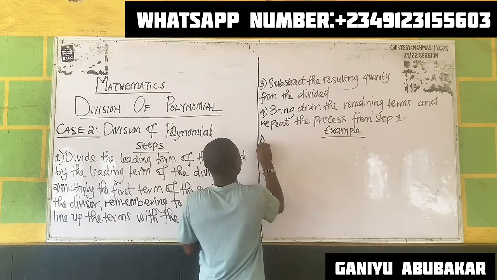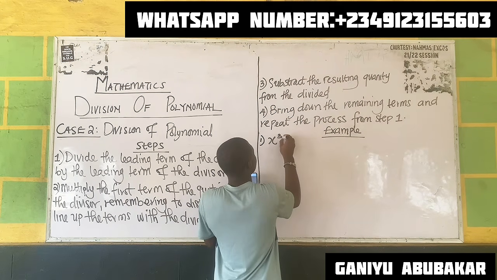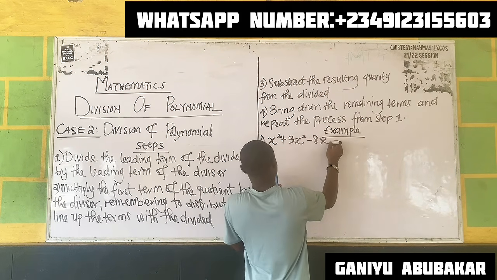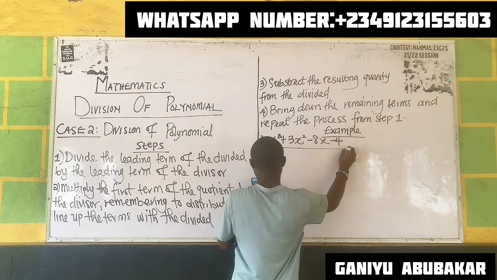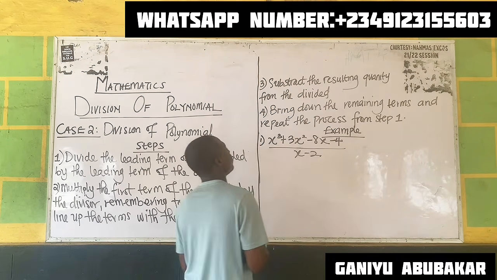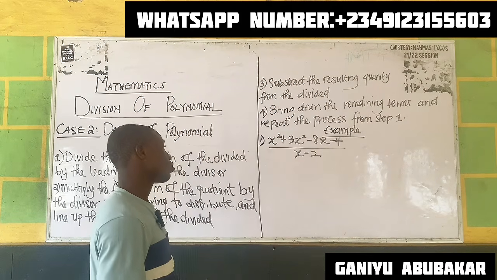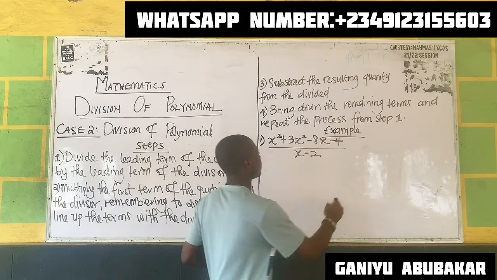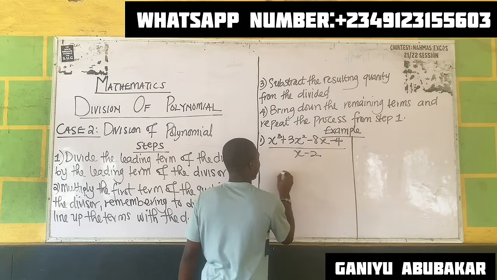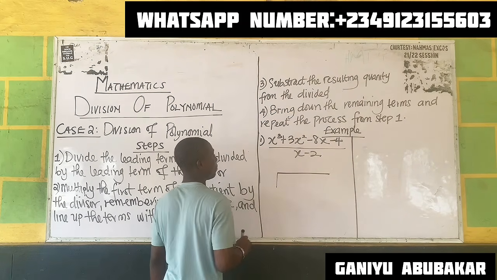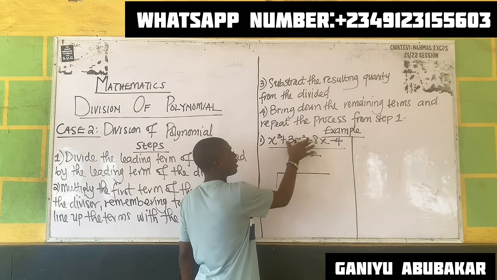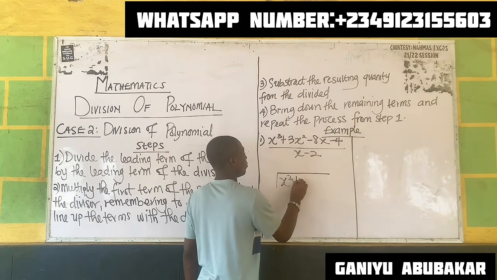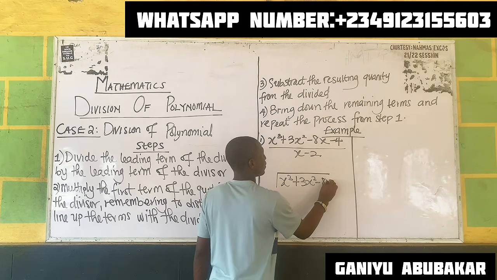Example number one says, divide x cubed plus 3x squared minus 8x minus 4 by x minus 2. In this case, we're going to be applying the idea of polynomial long division, which involves these steps. So first, I'm going to draw out my division line this way. Whatever is up here will always be inside this top here. So that gives you x cubed plus 3x squared minus 8x minus 4.